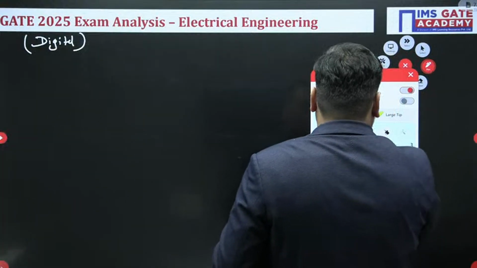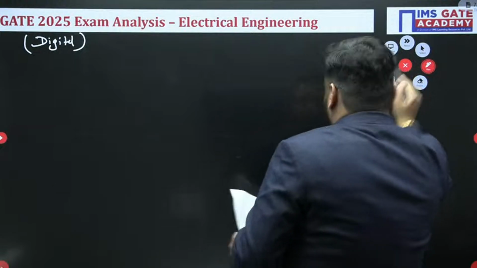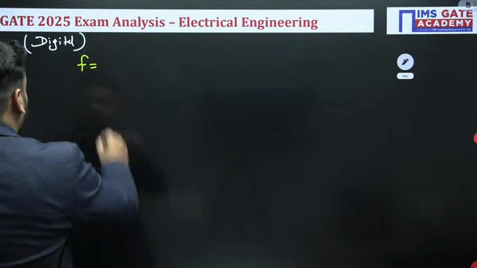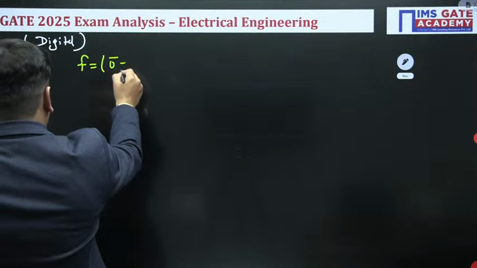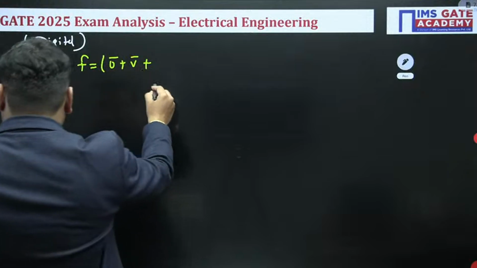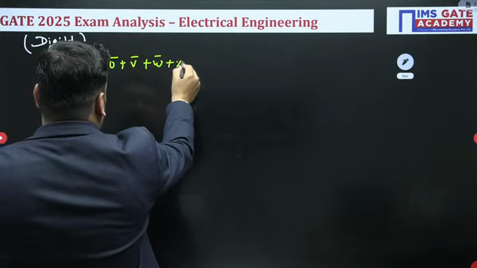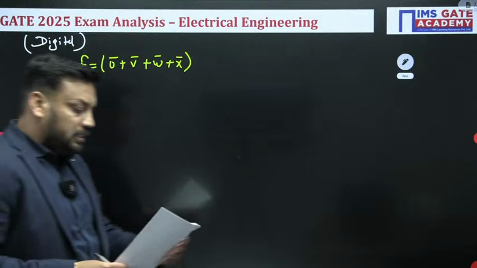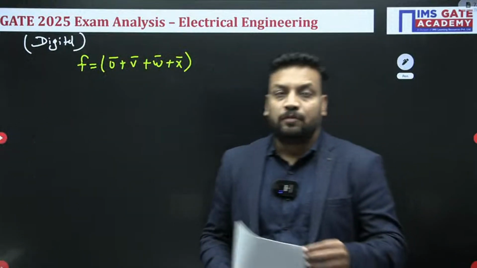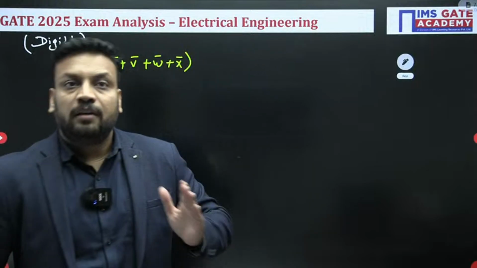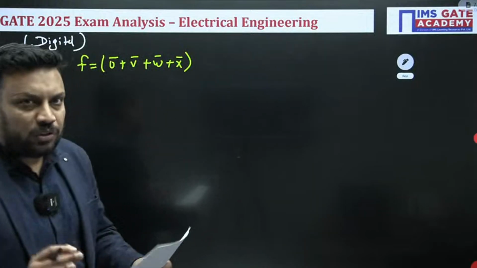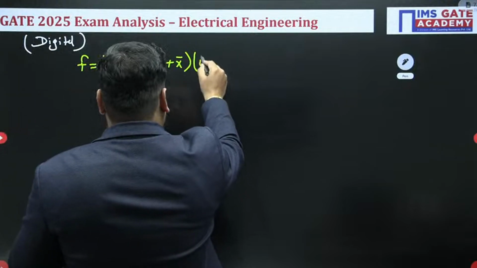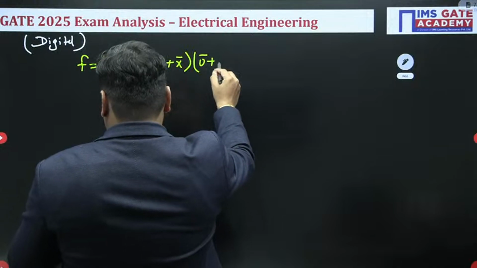Let me take a different color of pen here. So my first question: F equal to U bar plus V bar plus W bar plus X bar is given to you. So guys, this is definitely a POS form. As I told you in the classes, sometimes students prefer SOP form, but you should practice this POS form as well. However, the question is very easy. I know many students who attempted the GATE exam answered it correctly.